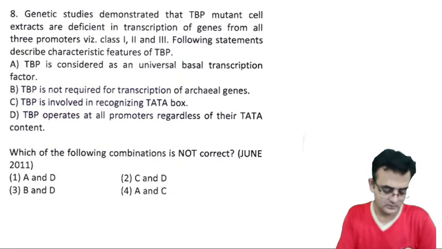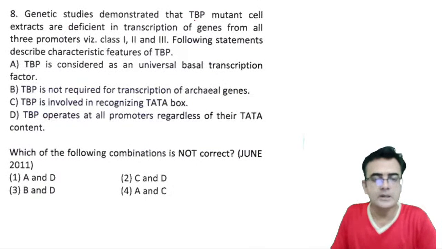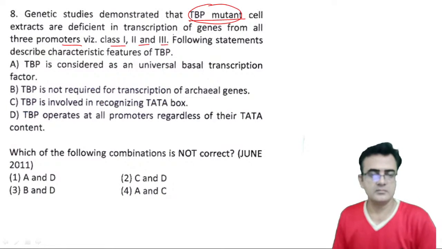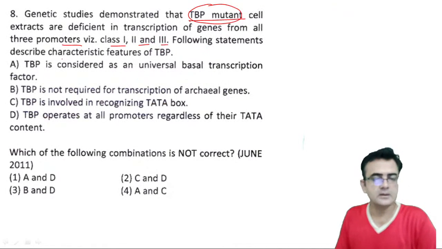You can see here, genetic studies demonstrated that TBP mutant cell extracts are deficient in the transcription of genes from all 3 promoters, like class 1, class 2, and class 3. If some mutations have been made in the TBP gene, then it has been seen that the transcription of all the 3 genes has been affected, right? Which of the following statements describe the characteristic feature of the TBP?